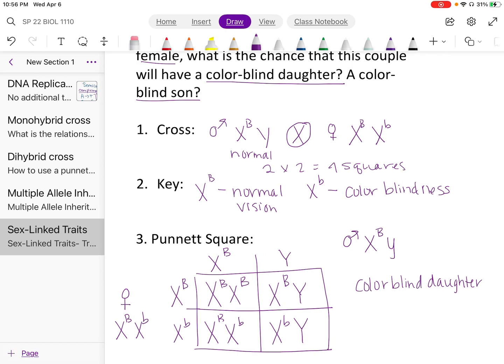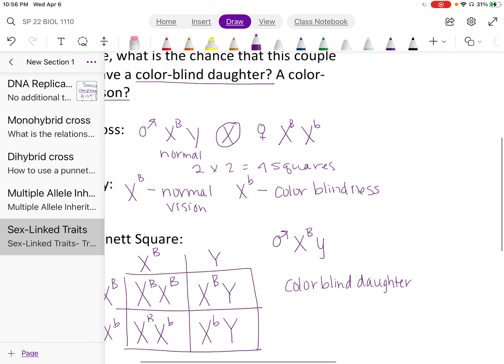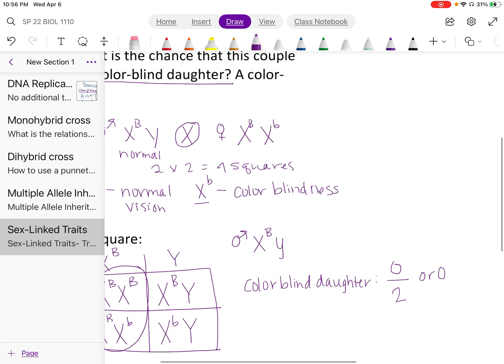If we're looking for a colorblind daughter, you'll see here that only 2 of these offspring are going to be daughters. To be colorblind, she needs to have two recessive alleles for color blindness, and we don't have that. So actually, we would have 0 out of 2 chance of having a colorblind daughter. So no daughters would be colorblind. So 0 out of 2, or 0% chance.